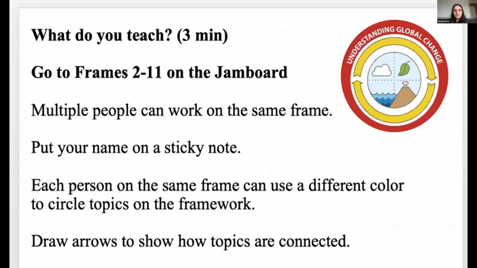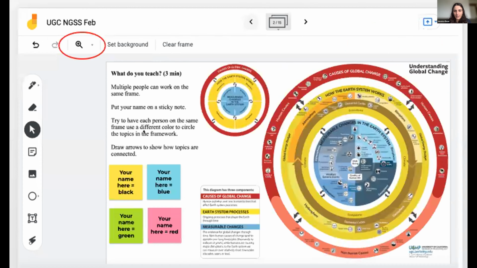Okay, so I would love to now give you some time to look at this framework, explore it for yourself. So I've created some Jamboard pages, if you click forward on the Jamboard link that you're still on, where you can take a look at this framework for yourself, and multiple people can work on the same frame. You could put your name on a sticky, but I'd love to know what you're teaching. What are the topics on this framework that you talk about, that you teach about, and you have your students explore in your own courses? And each person can use a different color pen to circle topics on the framework, and you could even try to use arrows to show how different topics are connected and how you connect them in your curriculum.